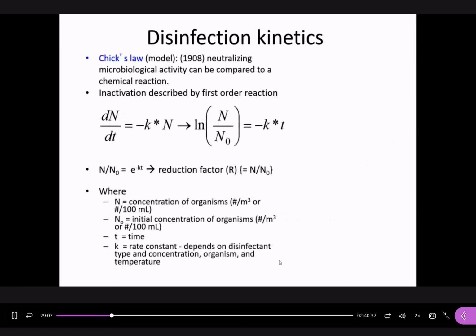Concentration times time. Disinfection kinetics. The first model is Chick's law. Neutralizing microbiological activity can be compared to a chemical reaction. Here N is the microorganism concentration, dN over dt is the change of concentration over time, and k is the rate constant. The rate constant depends on disinfectant type and concentration, organism, and temperature. What is this? This is first order reaction kinetics.